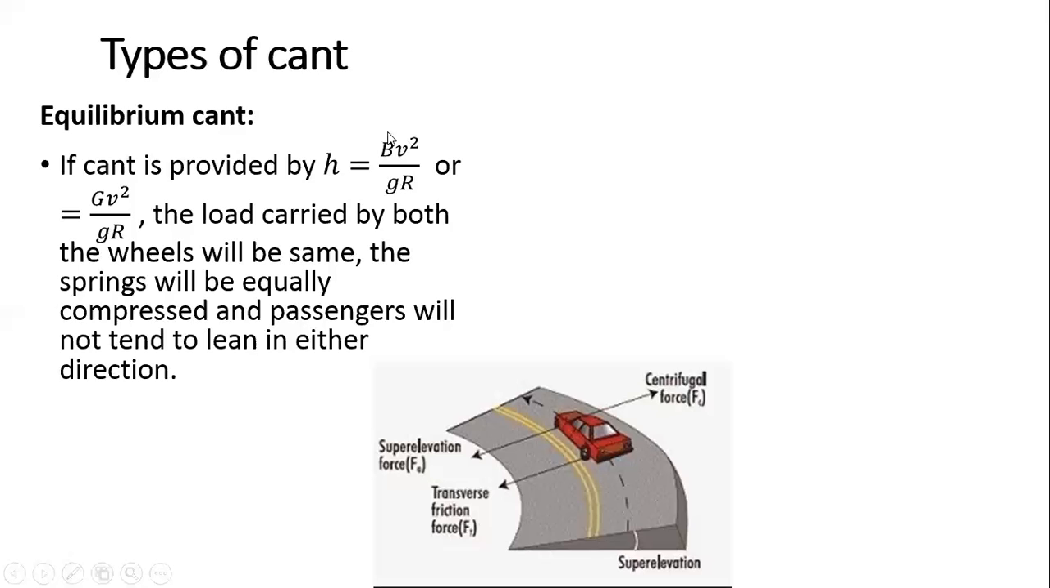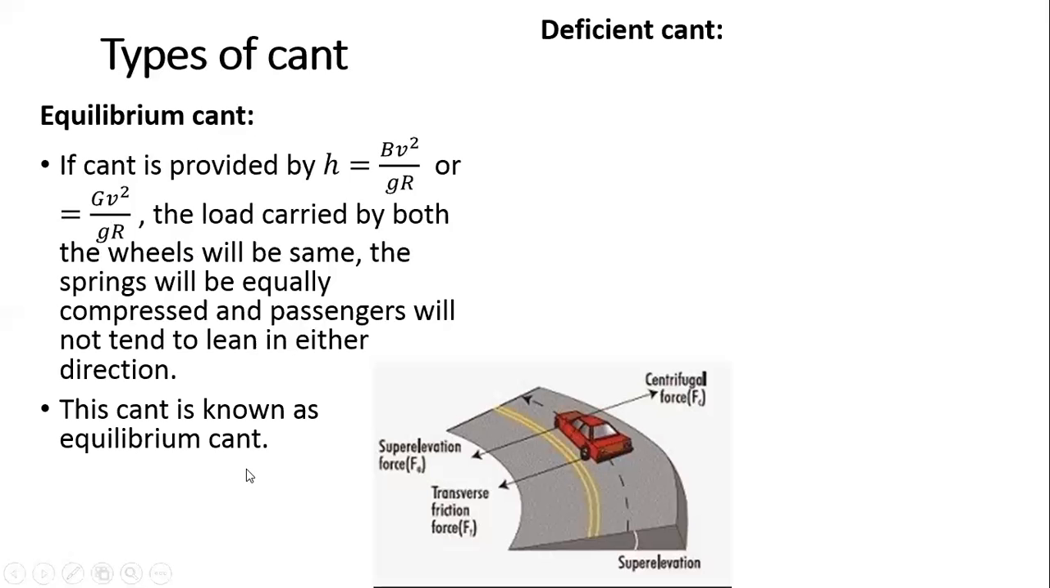If h is provided exactly by this relation or by this relation, then in that case the passenger will not tend to lean in either direction. They are sitting in a straight position. They are not leaning in either direction. Then it is called your equilibrium cant. This cant is known as equilibrium.